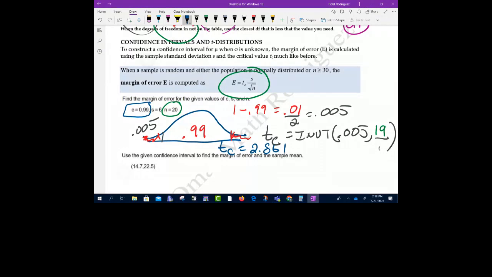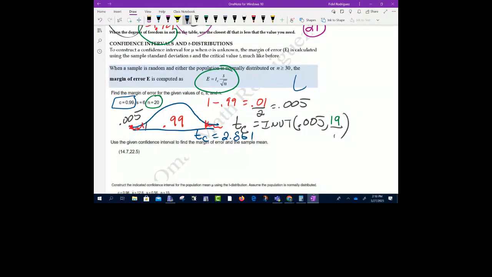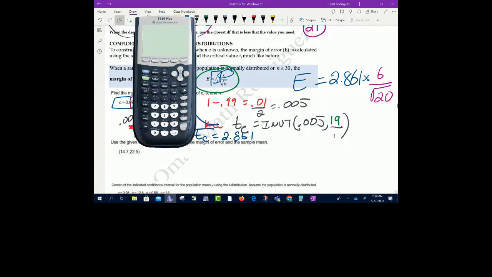Okay, so now let's see if we can find our error. We're going to take the value of t_c, which we just found to be 2.861. Okay, then we're going to multiply that by our sample standard deviation. My sample standard deviation is 6. And then we're going to divide that by the square root of 20. So this time we do use 20, we wouldn't use 19. That's right. The only time we're using the 19 is when we're trying to find that t value, right? So look, 2.861 times 6 divided by square root of 20.